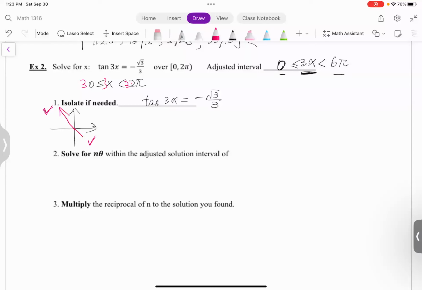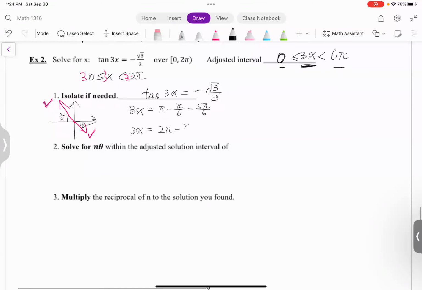So for example, I randomly draw 2 terminal lines. And this information gives us the reference angle, which is 30 degrees, and in radian mode is pi over 6. So here is pi over 6, here is pi over 6. So my 3x, from the image, I can tell it is pi minus pi over 6, which is 5 pi over 6. And in the fourth quadrant, 3x also equals 2 pi minus pi over 6, which is 11 pi over 6.